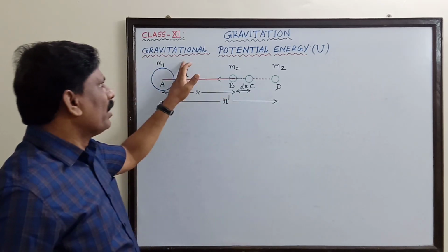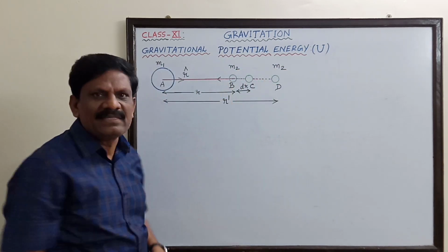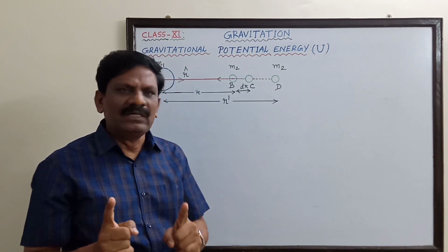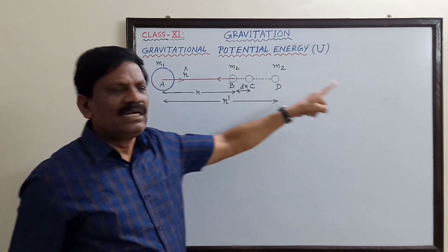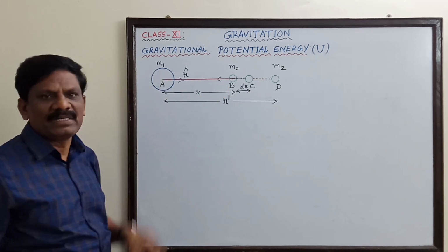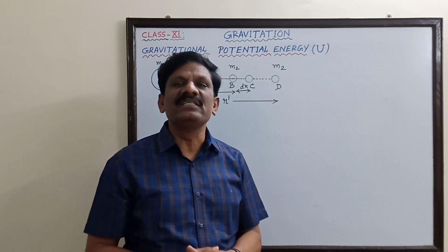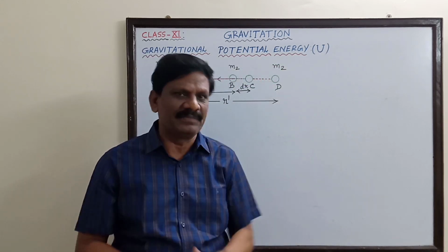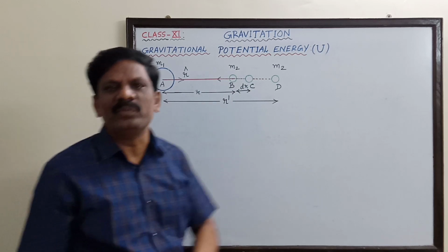So the gravitational potential energy of a system consisting of two masses is defined as what? The work done in moving the second mass from infinity up to the point B, which is at a distance r from the source mass. This work done is stored as potential energy of the system. Here we have to understand this is the potential energy of the system. System means a combination of both the masses m1 and m2.